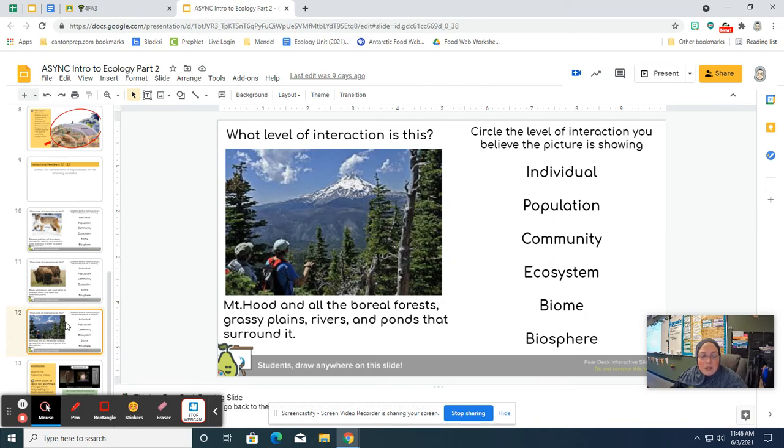Let's look here. So if we were to go to Mount Hood and look at all of the boreal forest, grassy plains, rivers, and ponds that surround it in this geographic region, what are we talking about? If you said ecosystem, because we're looking at all the living and non-living things, you would be correct.